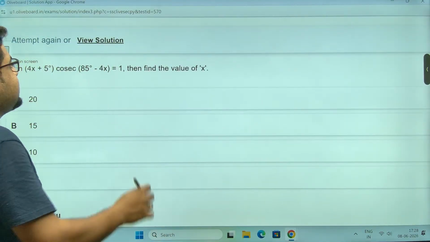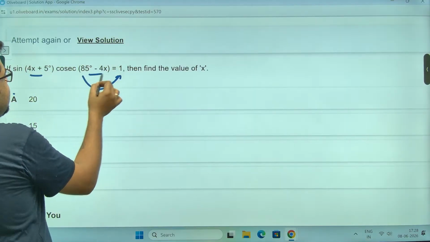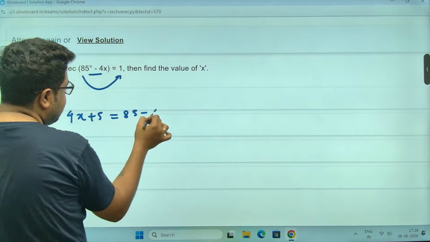Sine into cosec. Sir, cosec will go this side and will become sine. So this angle is equal to this angle. Do this one line mentally, write the other line.